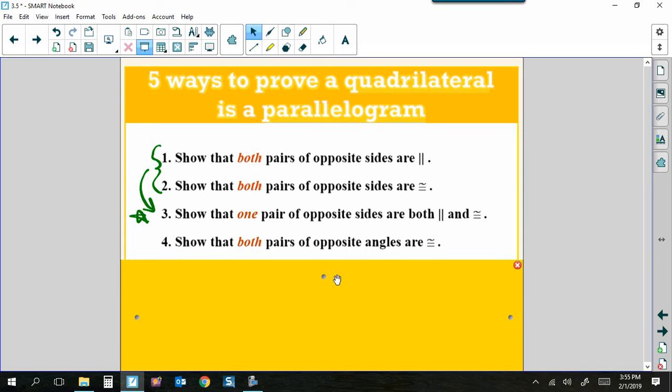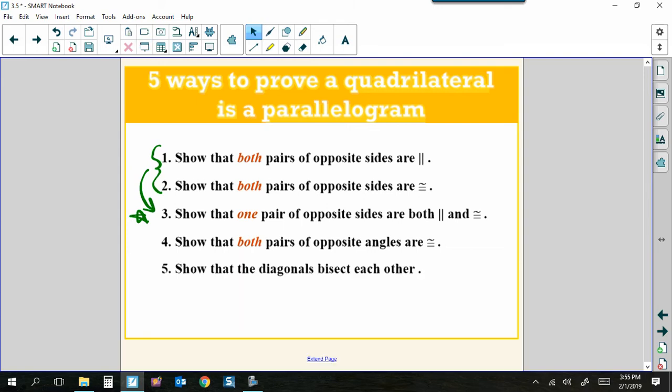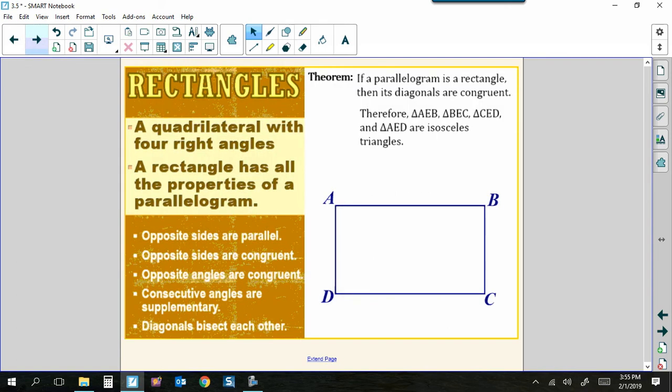Next, if you are able to prove that the opposite angles in your quadrilateral are congruent, that is enough to have a parallelogram. And then the last, fifth one, is the last property we discussed. If you can prove that the diagonals bisect each other, that is enough to say the quadrilateral is more specifically a parallelogram. Once you have these 5 listed, please go ahead and turn your page.